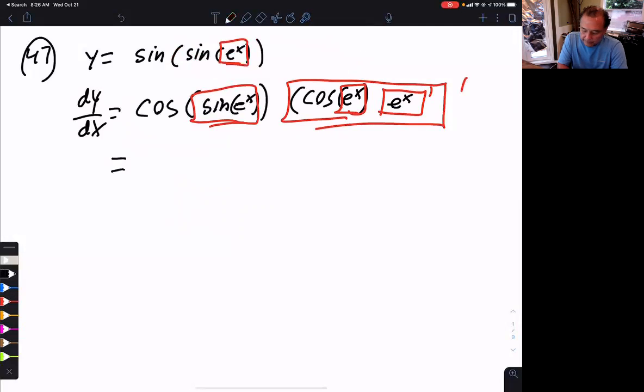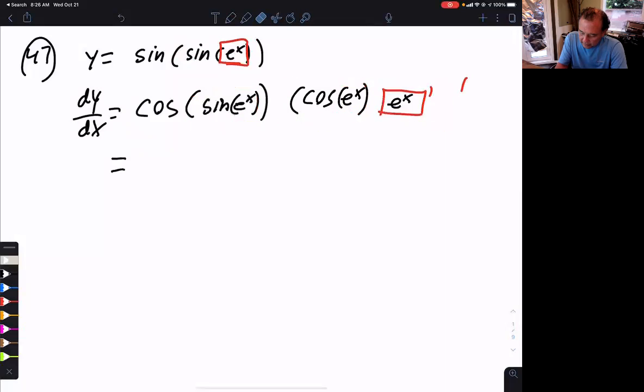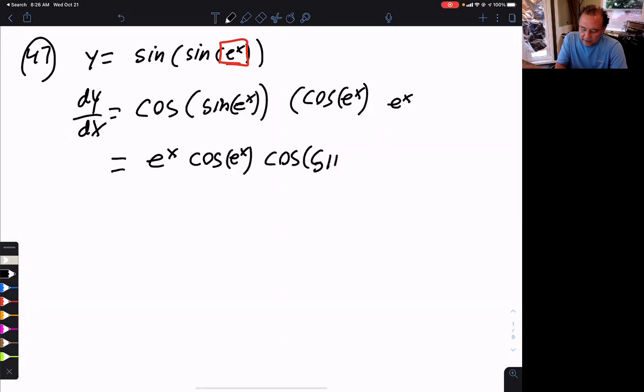I'm just going to rearrange it. Let me get rid of all those red things because they're kind of distracting. So you could leave it like that, but for me, it's prettier having the e to the x in front. And then, I don't know, I like it better to have my cosine of e to the x next, and then the cosine of the sine of e to the x last. I don't know, it doesn't matter, but that's how I choose to arrange them. And that's number 47.